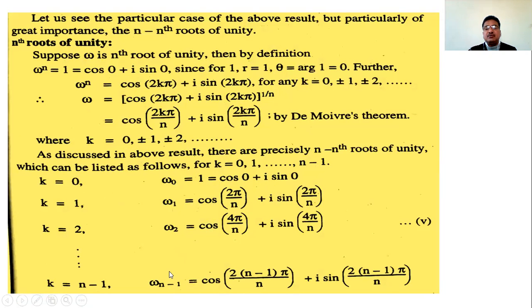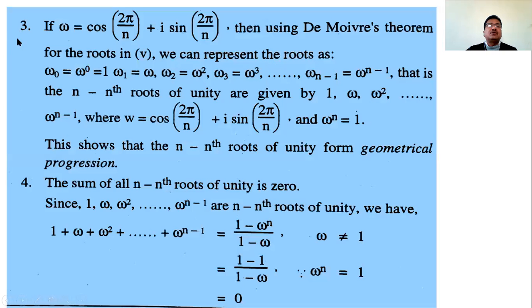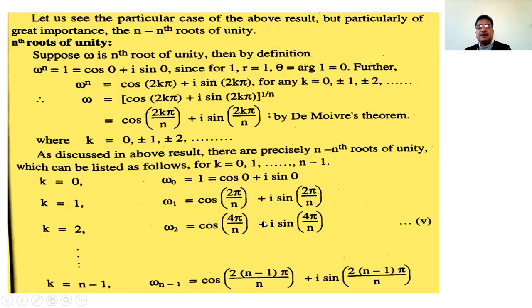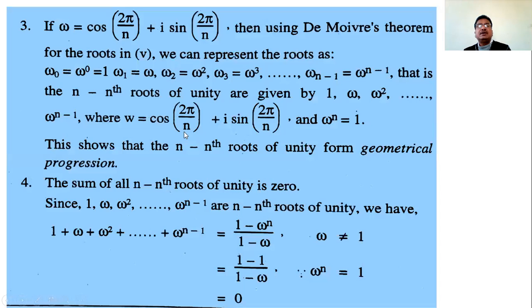Then w1, w2, ..., w_{n-1}. These are the nth roots of unity. Suppose w is cos 2π/n plus i sin 2π/n. Then w0 is w raised to 0, and w raised to 0 is 1.